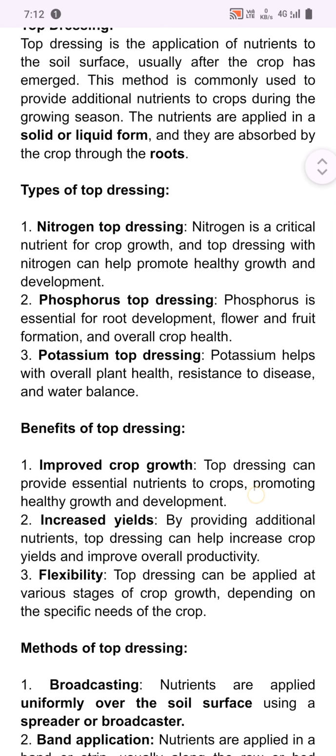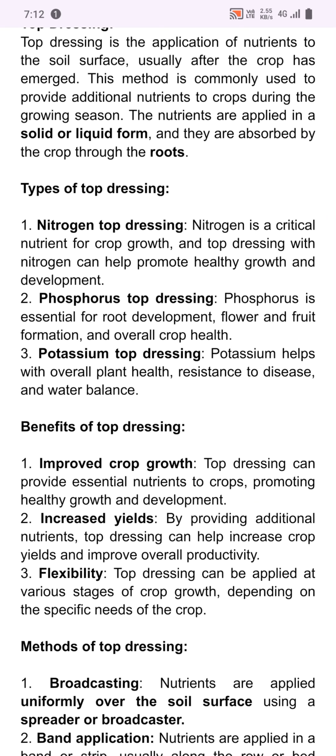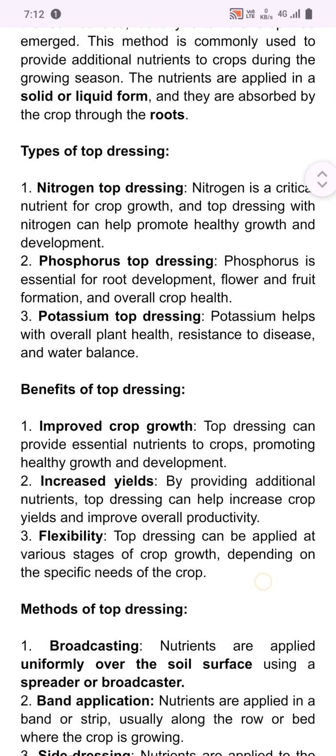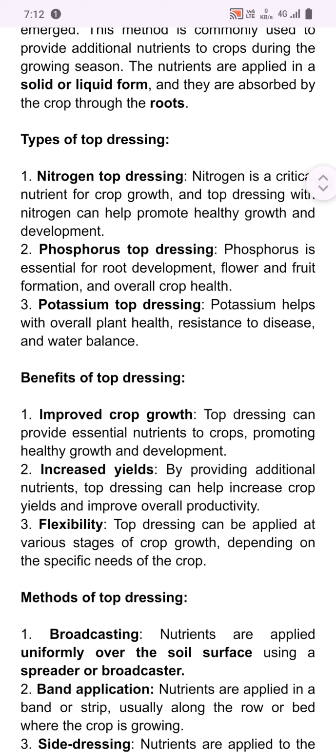Types of top dressing: nitrogen top dressing, phosphorus top dressing, and potassium top dressing are the major top dressing nutrients. Nitrogen is a critical nutrient for crop growth, and top dressing with nitrogen can promote healthy growth and development. Phosphorus is essential for root development, flower and fruit formation, and overall crop health.